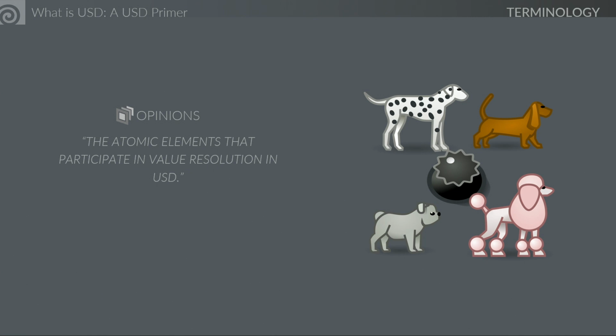The next term that I'm going to discuss is opinions. You can have the same piece of data represented across multiple layers in your scene file. This data that is in the strongest layer is said to have the strongest opinion. This is the opinion that will be expressed. It will override the weaker opinions.